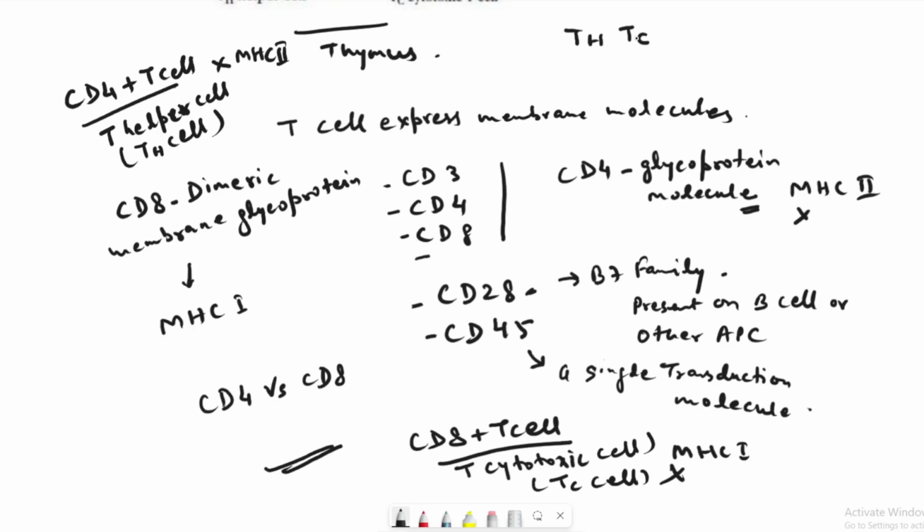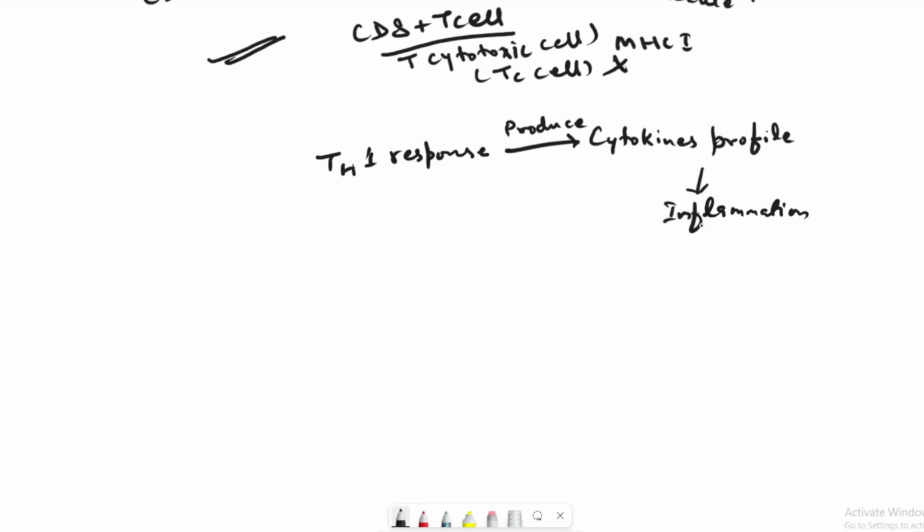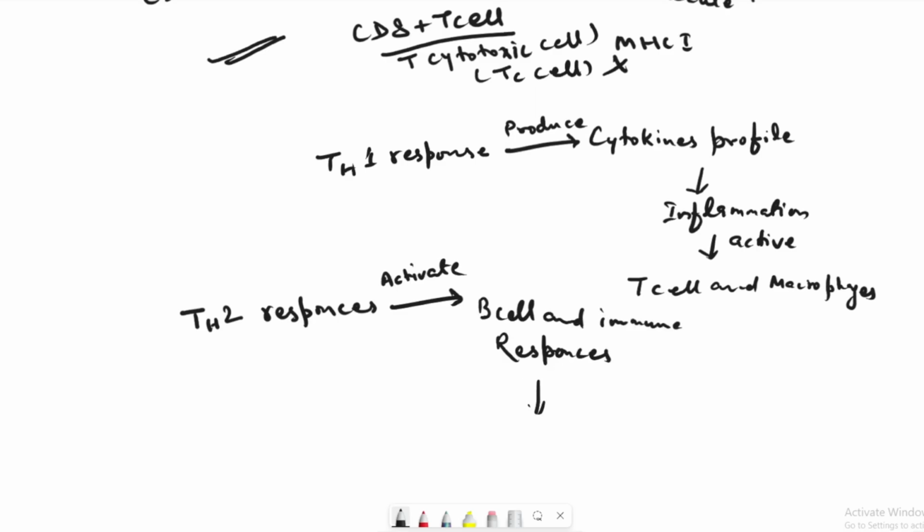Thus, the ratio of T helper cells to T cytotoxic cells is normally 2:1, but it may be significantly altered by immunodeficiency diseases, autoimmune diseases and other diseases. Th1 responses produce a cytokine profile that supports inflammation and activates mainly certain T cells and macrophages, whereas T helper cell 2 responses activate mainly B cells and immune responses that depend upon antibody.